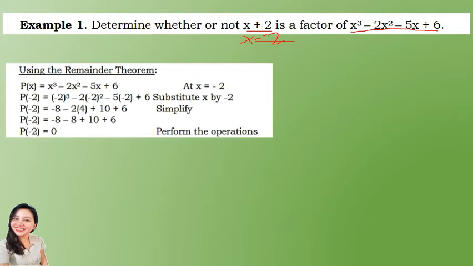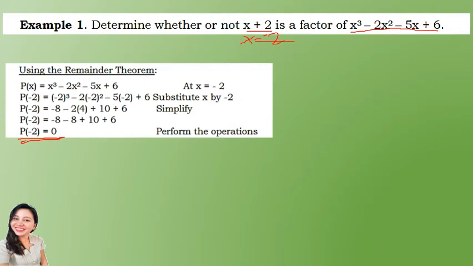So, negative 2 cubed, negative 8. Negative 2 squared, positive 4. Negative 5 times negative 2, positive 10. Mao ng positive 10 na natin ha. So, negative 2 times 4, negative 8. So, perform the operation. Negative 8 minus 8 plus 10 plus 6. The answer is 0. So, according to the remainder theorem, the remainder is 0.